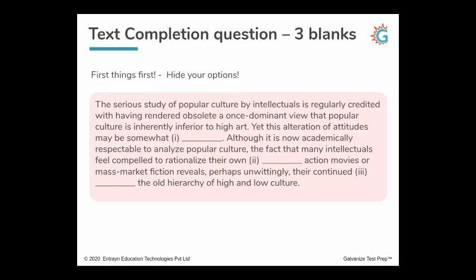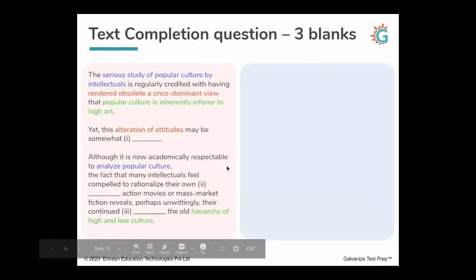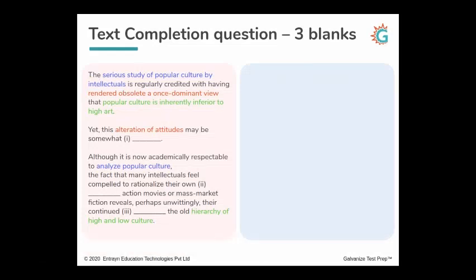All right, now let's look at this. I've put the same question. I've separated the sentences in this part. Okay, this is a long sentence. All right, but let's look at it. The serious study of popular culture by intellectuals is regularly credited.